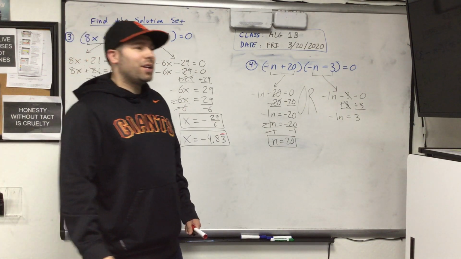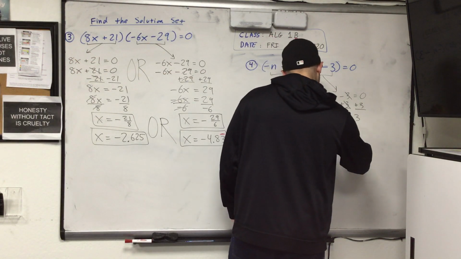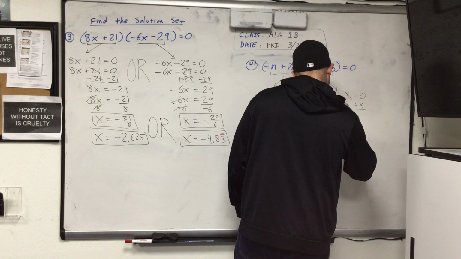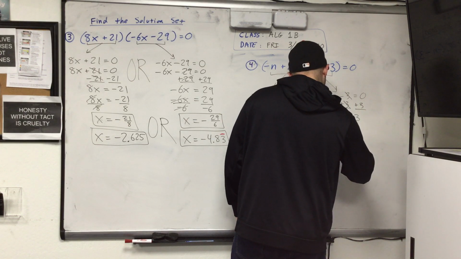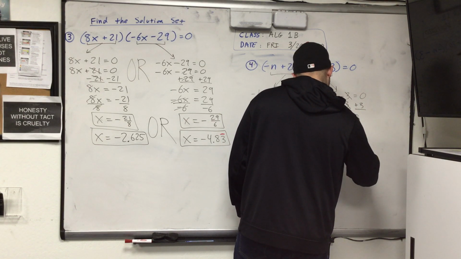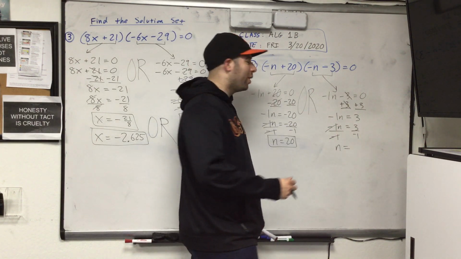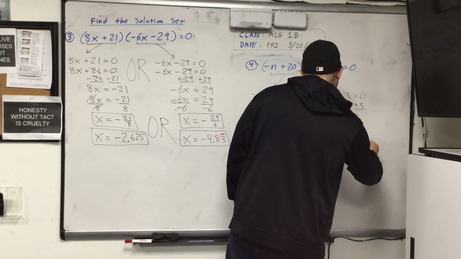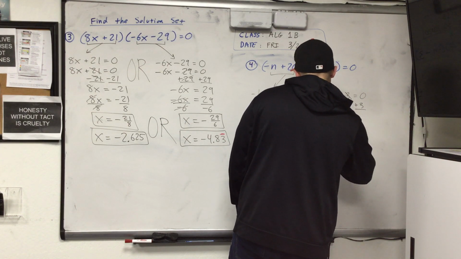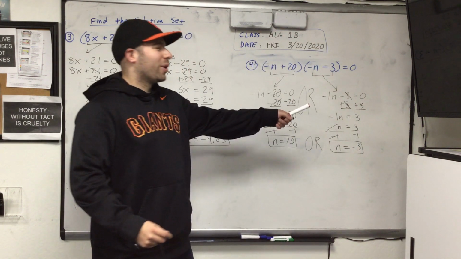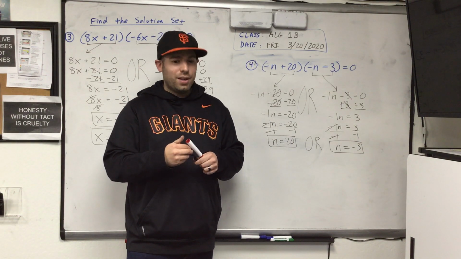Divide both sides by negative 1, and you will get positive 1n is equal to 3 over negative 1. 3 divided by negative 1 becomes negative 3. So either one of these two solutions will satisfy the requirement to make that statement true.